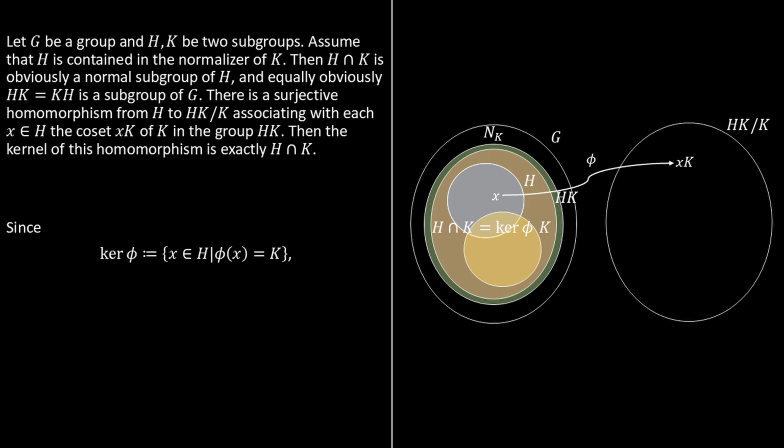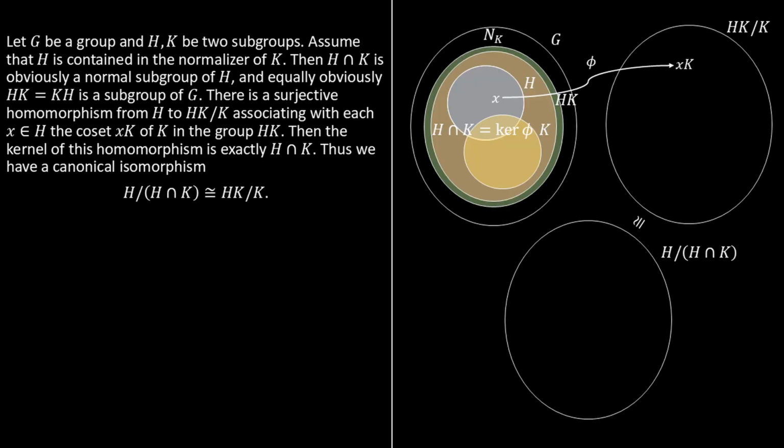Since the kernel of phi is the set of all elements x in H such that phi of x equals K, then x must be also in K. Therefore, the kernel of phi equals H ∩ K. Thus we have a canonical isomorphism H mod H ∩ K to HK mod K.